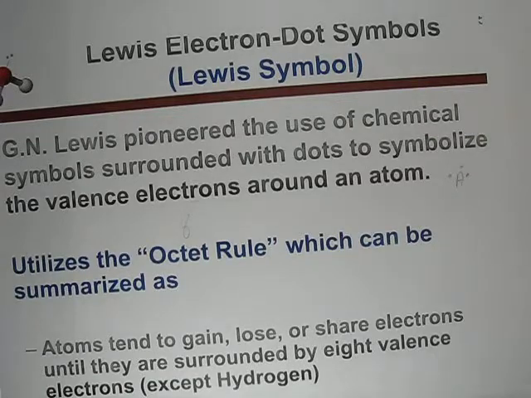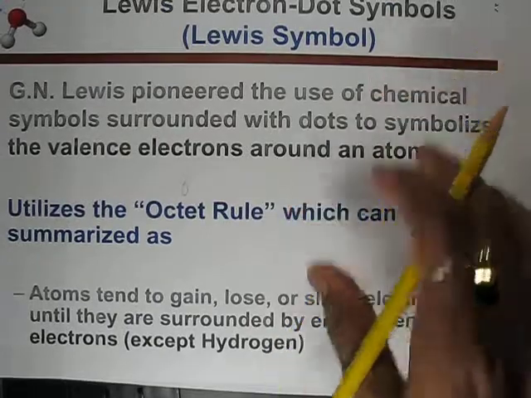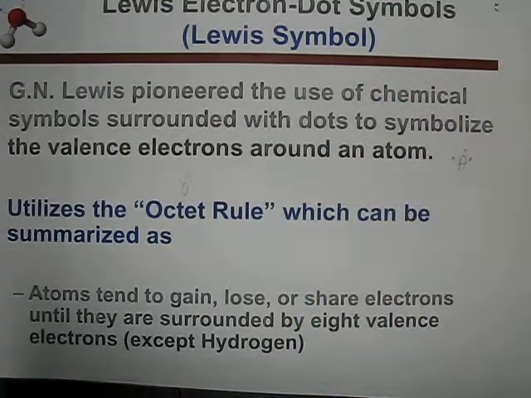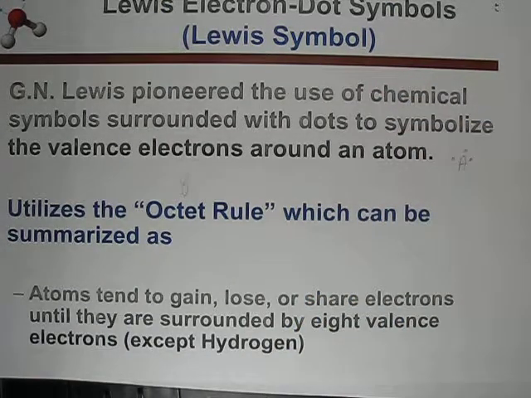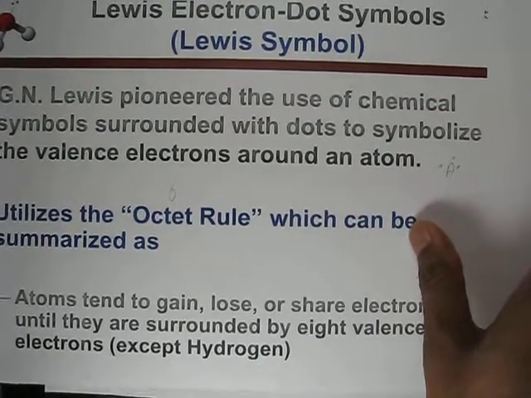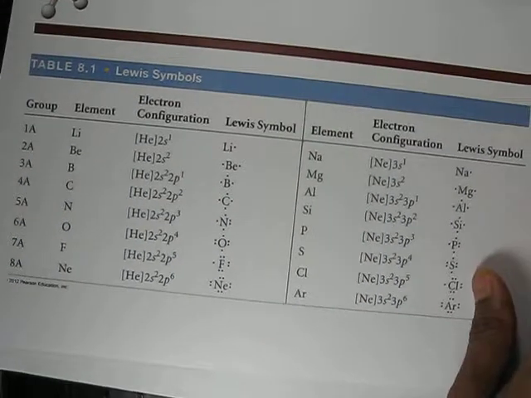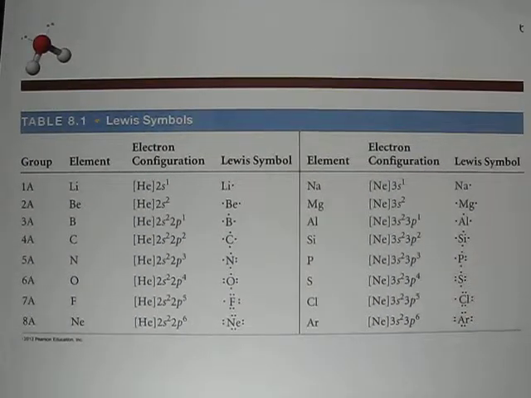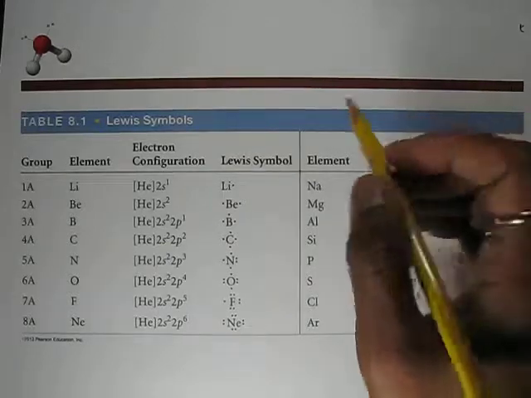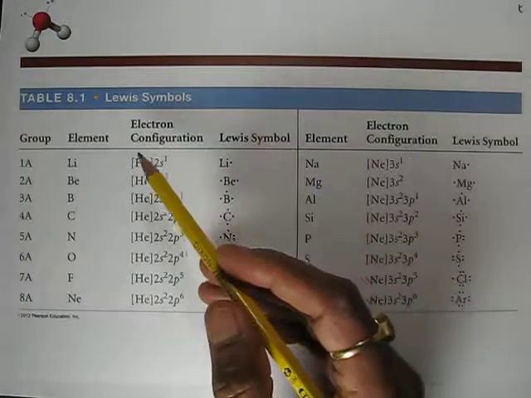transfer 1 electron or gain an electron to form a octet, then it's called the form 8 electron around it, so that is called the octet rule. We'll see some example here, then you can understand better. So you can see in this table, this shows the Lewis symbol for each element.